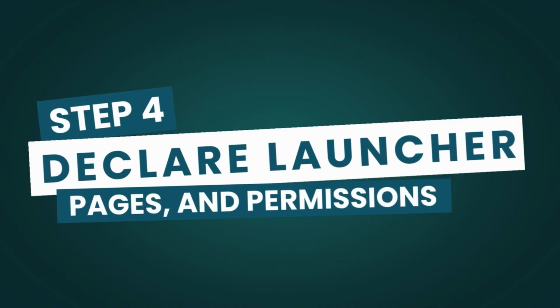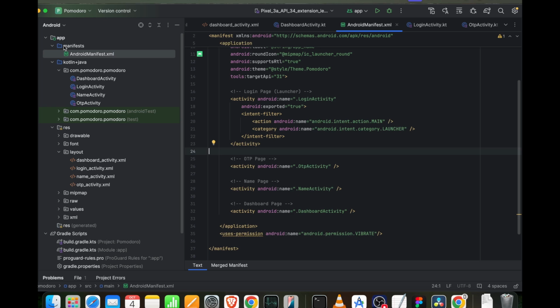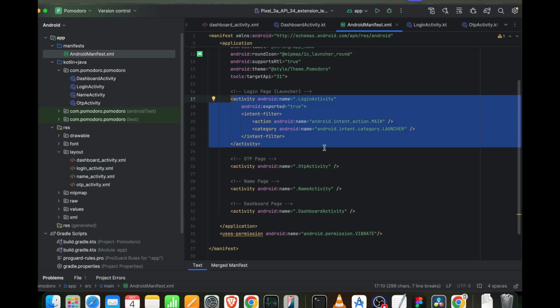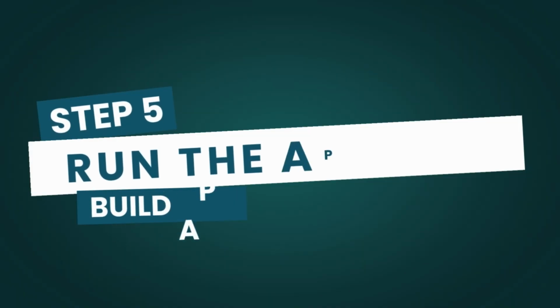Step 4. This step is very simple. Under the manifest folder, we have the AndroidManifest.xml file. In this file, we have to declare the launcher page, meaning when the app is opened, this is the page that will appear first. We also need to link all the activity pages in our app here, because if you don't declare them in the manifest file, even if you create the pages, they won't run inside the application. So remember, the AndroidManifest.xml file tells the app which screen to start with and which screens exist in your project.